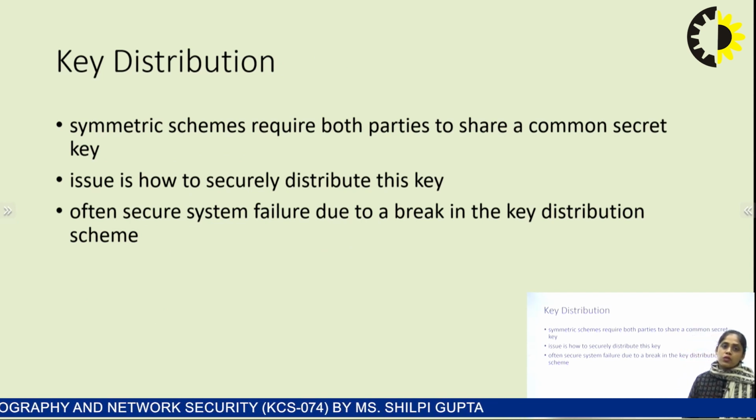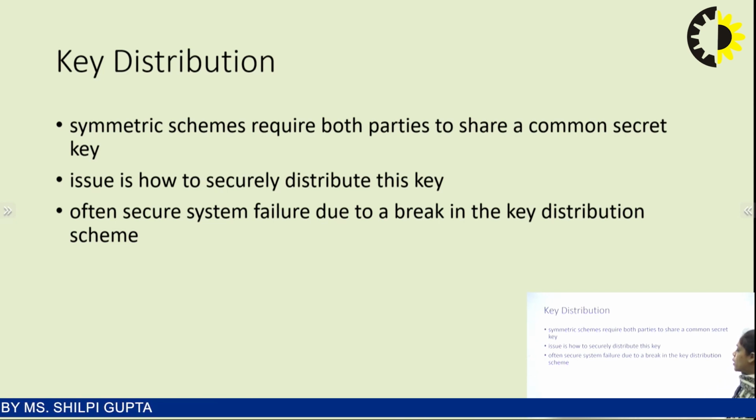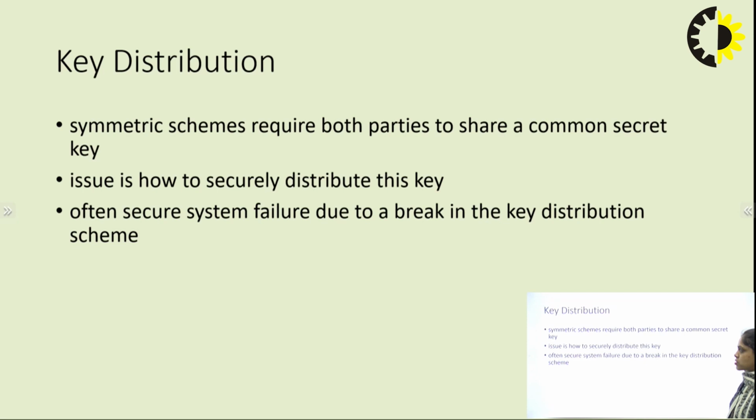So what we are going to do in this key distribution scenario: for key distribution, the symmetric schemes require both parties to share a common secret key. The issue is how to securely distribute this key. Often secure system failure is due to a break in the key distribution scheme.